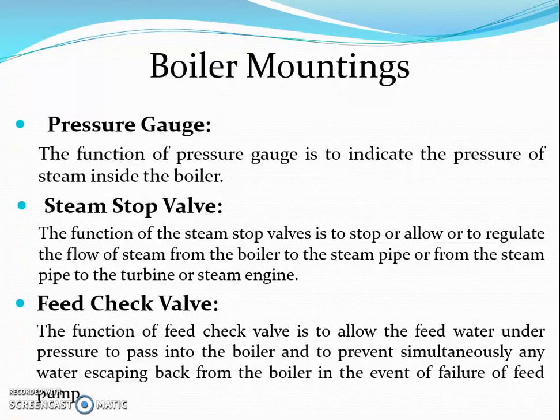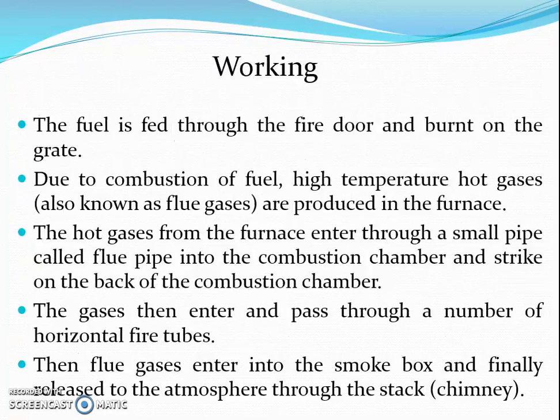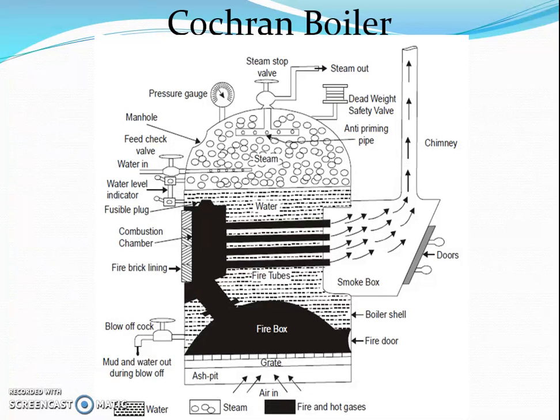Another boiler mounting is the steam stop valve. It is used to stop, allow, or regulate the flow of steam from the boiler to the steam pipe, or from the steam pipe to the turbine. These three boiler mountings we will see in the construction part of the Cochran boiler.